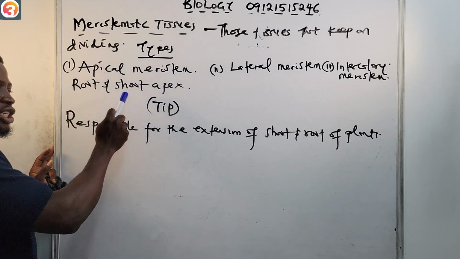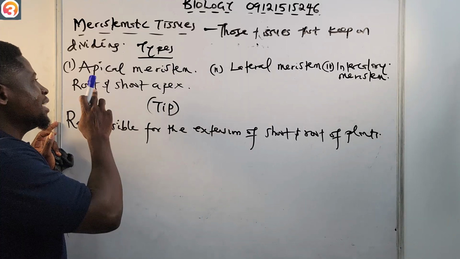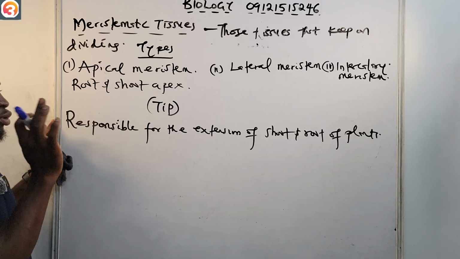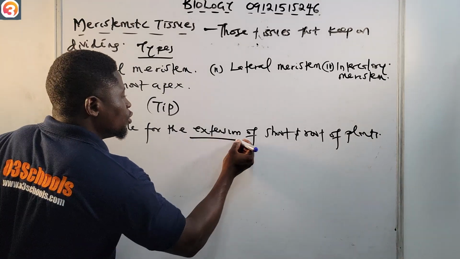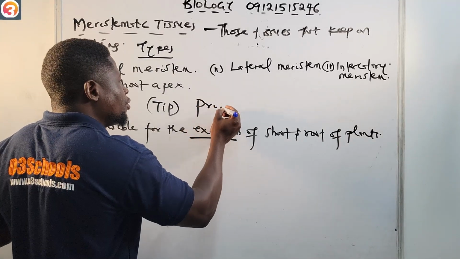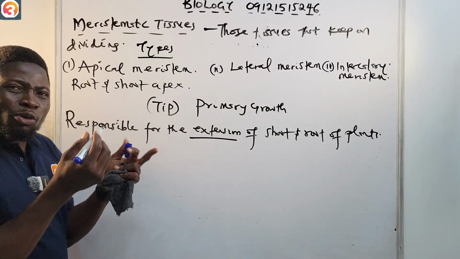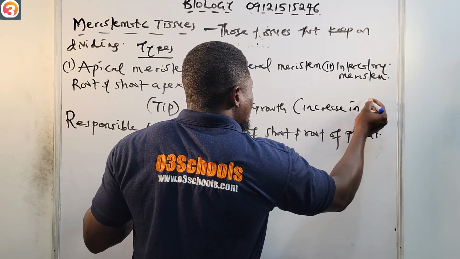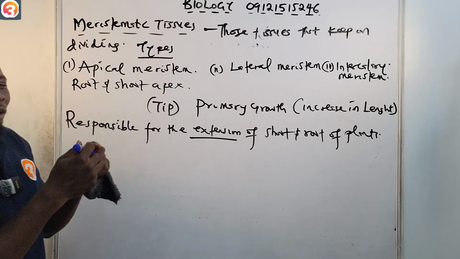You must take note of the location. Apical meristem is found at the root and shoot apex, or at the root tip and the shoot tip. They are responsible for the extension of shoot and root of plants. This means that they are primarily responsible for primary growth. When we mean primary growth, it means increase in length of the plant.